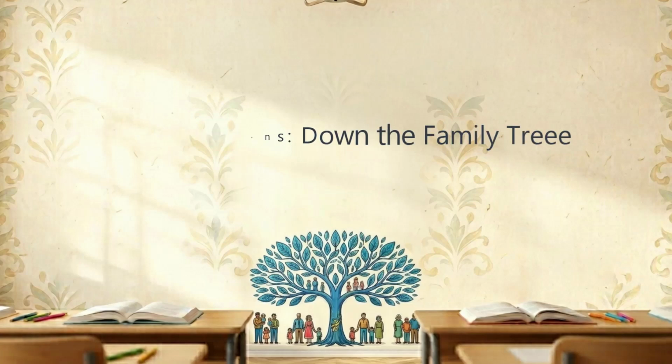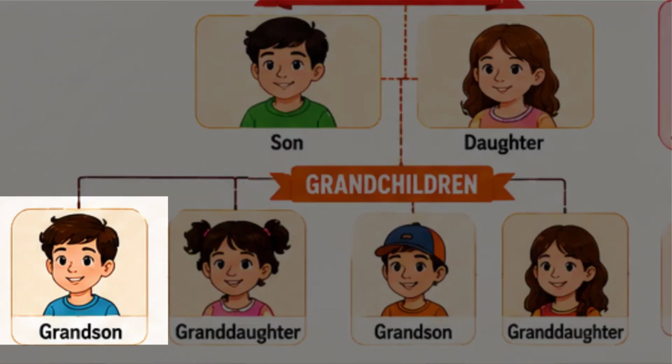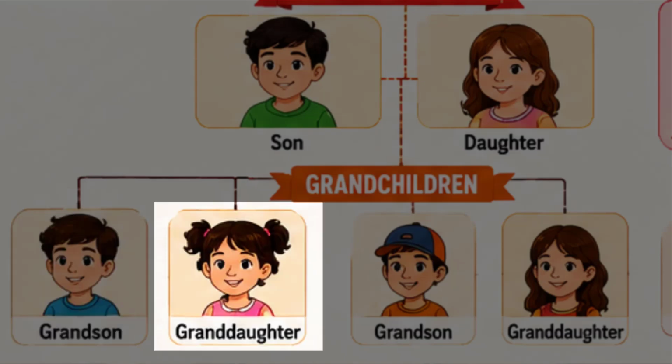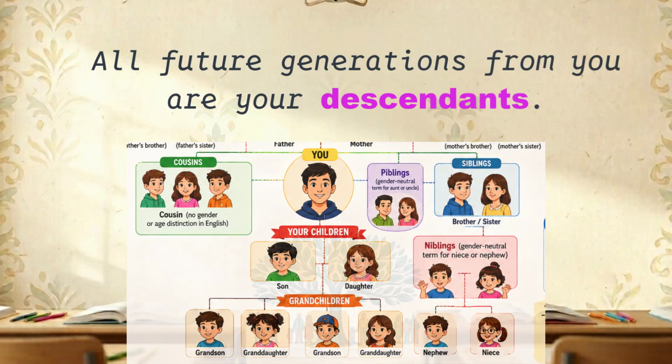Generations. Down the family tree. Your children's children are your grandchildren. A male grandchild is a grandson. A female grandchild is a granddaughter. All future generations from you are your descendants.